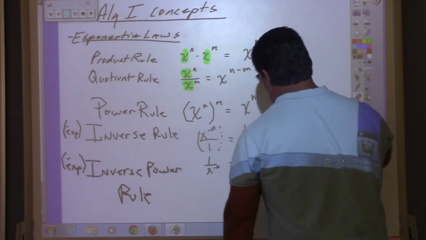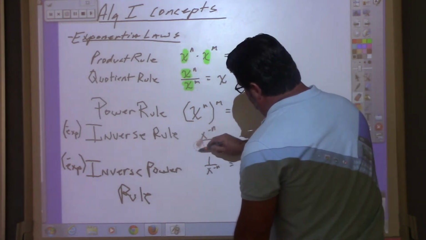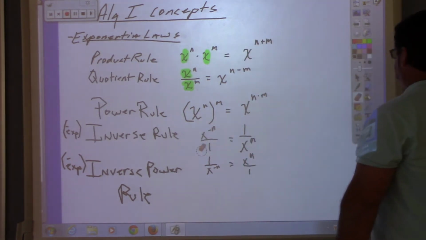Can we get any smaller? There. Okay, take those off.